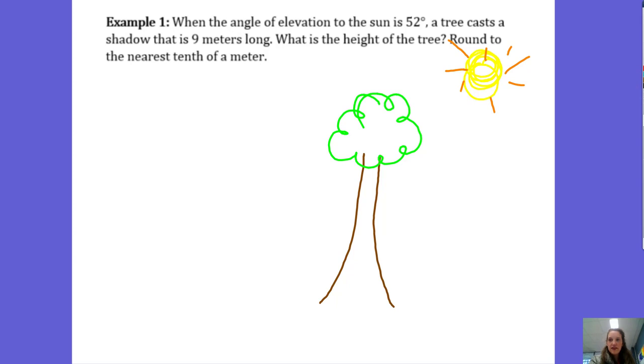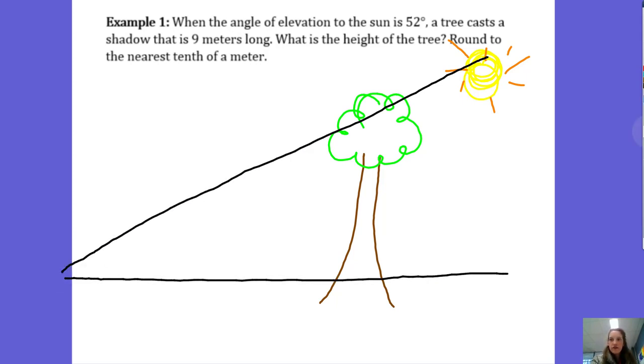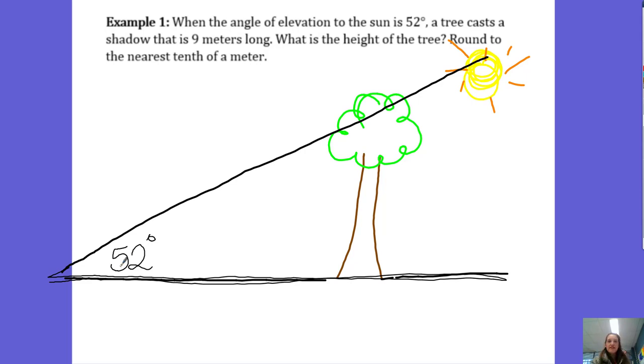So the wording of this problem is a little off, but basically the angle of elevation to the sun is 52 degrees. So like the sun is up above the ground. So our horizontal line is going to be the ground, and our line of sight is going from the ground up to the sun. So this is an angle of elevation. It's 52 degrees. Remember, I need two things to form an angle of elevation. I need a line of sight that's going to something above, and I need a horizontal line. I have both of those things.